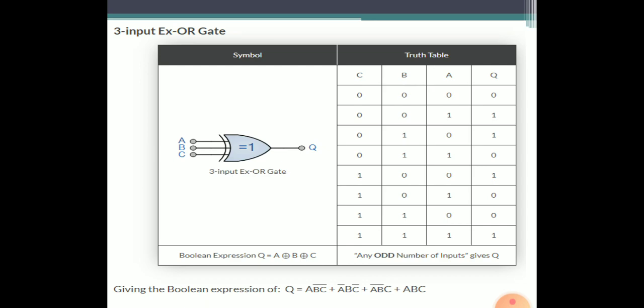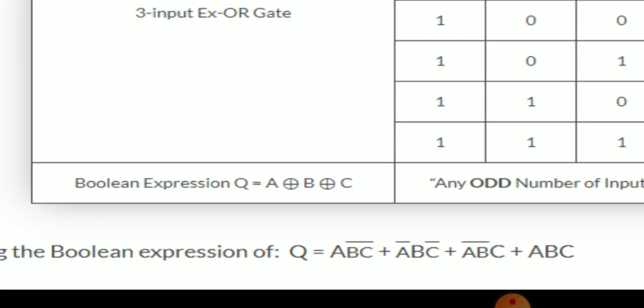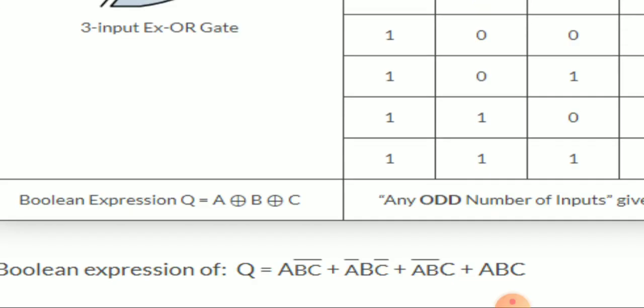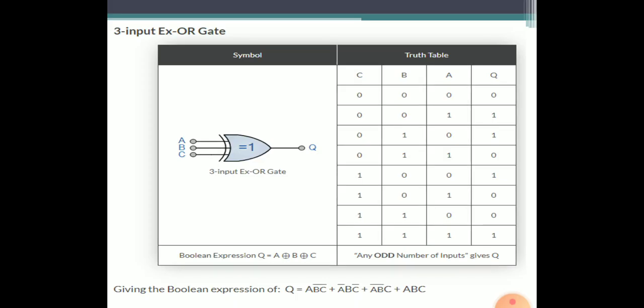And the Boolean expression obtained here is Q equal to A XOR B XOR C. That is Q equal to A B C dash plus A dash B C dash plus A B dash C plus A B C. From this Boolean expression, we can derive the logic circuit.